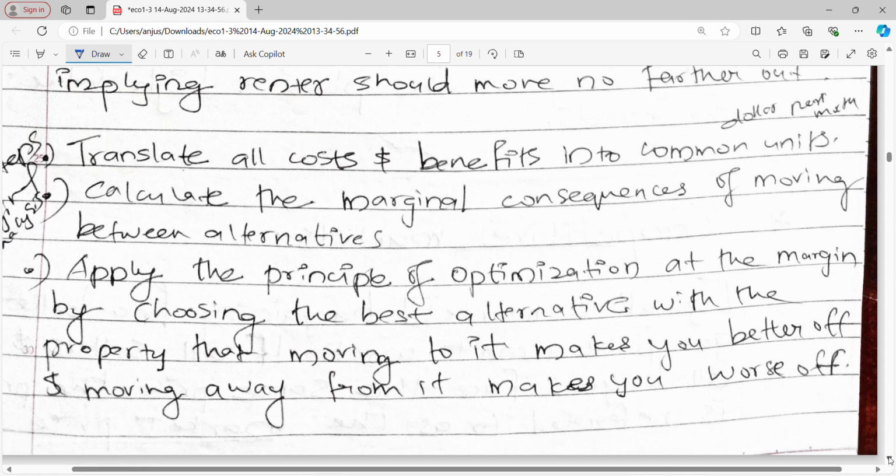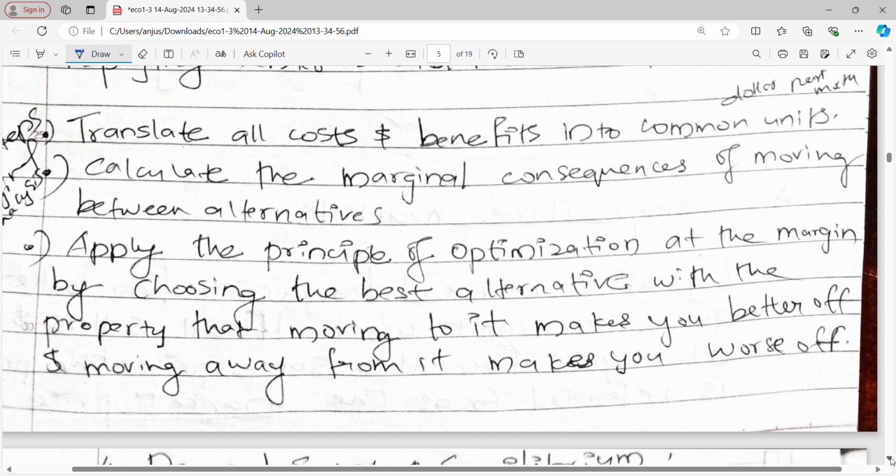So now the steps of marginal analysis. Translate all costs and benefits into common units, that is, dollars per month. Then calculate the marginal consequences of moving between alternatives, that is, the marginal rent, marginal commuting time, marginal total value, the additional amount that you need to pay to move from this point to the next point. Then apply the principle of optimization at the margin by choosing the best alternative with the property that moving to it makes you better off, moving away from it makes you worse off.